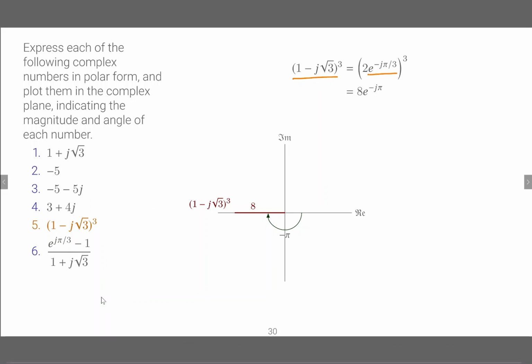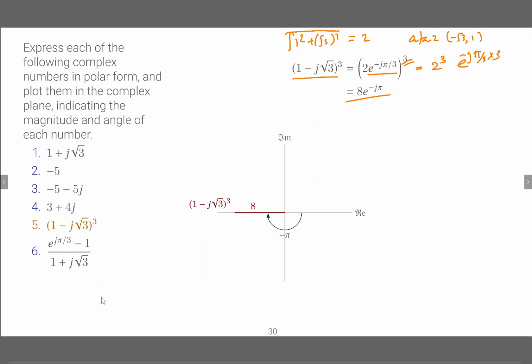The magnitude is the square root of 1 squared plus square root of 3 squared, which is 2, and the angle can be found as minus j pi by 3. So therefore you have this polar representation of the complex number which is inside, raised to the power of 3, and then when you raise to the power of 3, you have actually 2 to the power of 3 e to the power of minus j pi by 3 times 3, and you get this.